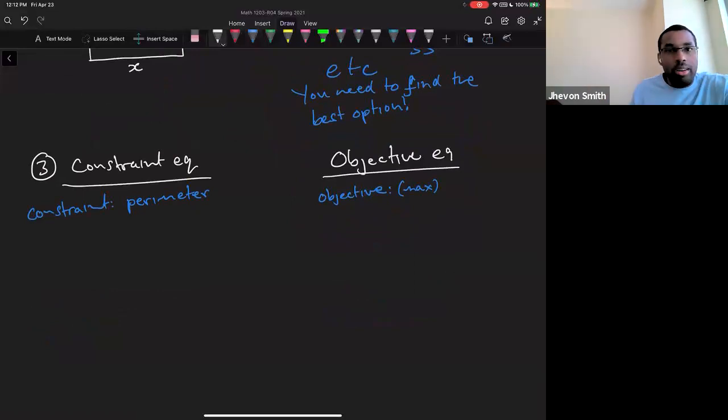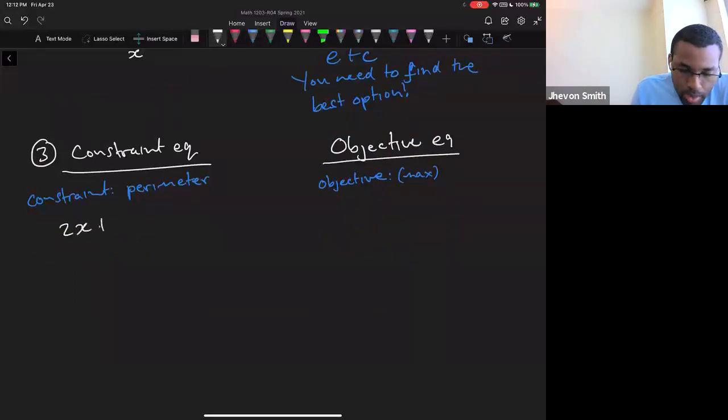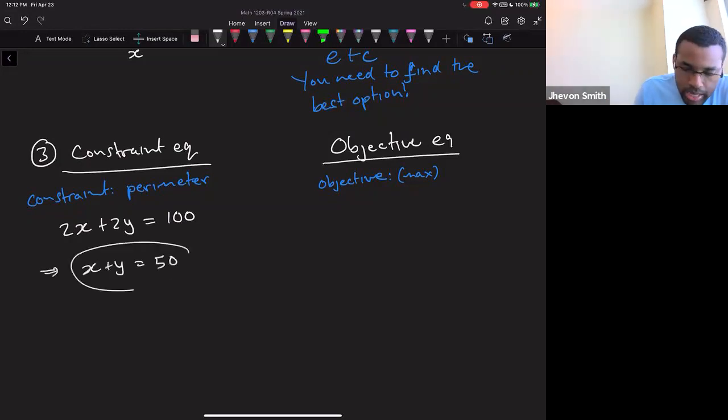So we actually know how to find the perimeter. You just add up all the sides. So this means that 2x plus 2y must be 100. This is a constraint. In other words, your x plus y should be 50, right? That's your constraint equation.